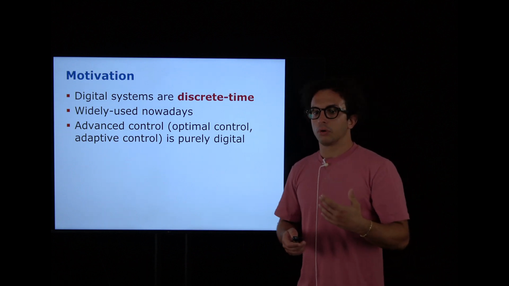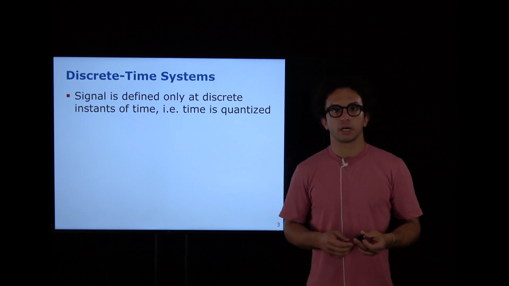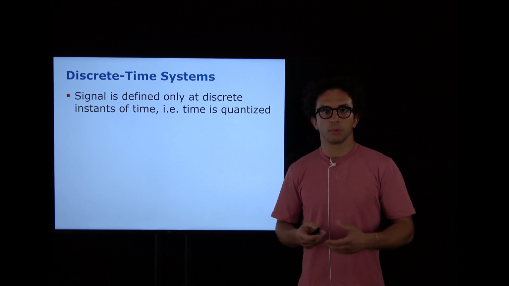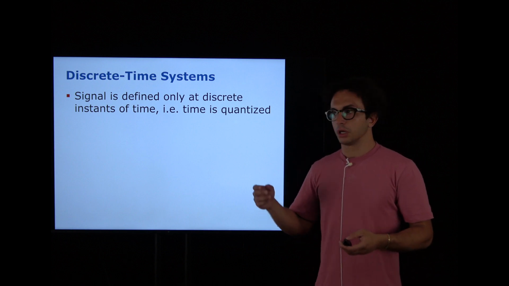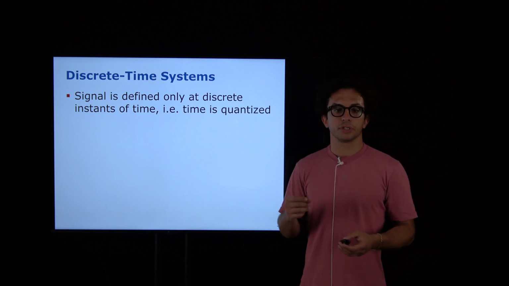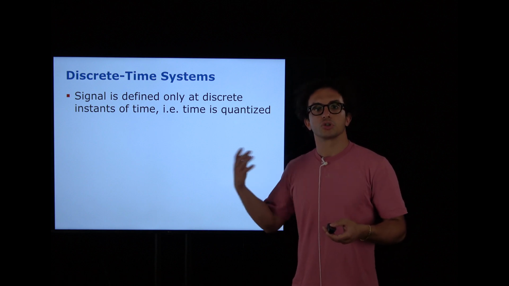Okay, now let's talk about discrete time systems. So what are discrete time systems? What are we talking about and how do we characterize them? The main thing about the discrete time system is that the signal is not continuous, but it's discrete.